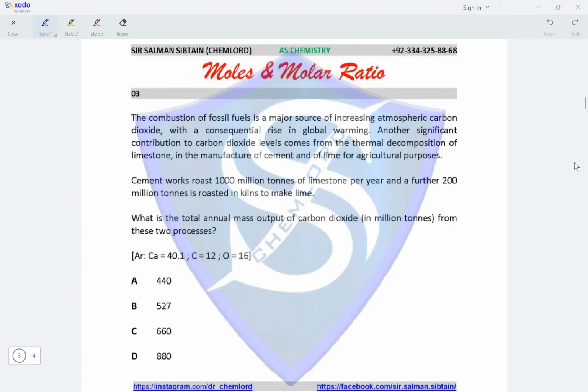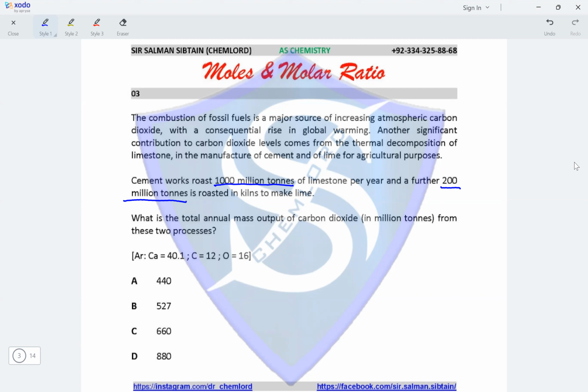Question 3. The combustion of fossil fuels is a major source of increasing atmospheric carbon dioxide with a consequential rise in global warming. Another significant contribution to carbon dioxide levels comes from the thermal decomposition of limestone in the manufacture of cement and of lime for agricultural purposes. Cement works roast 1,000 million tons of limestone per year, and a further 200 million tons is roasted in kilns to make lime. What is the total annual mass output of carbon dioxide in million tons from these two processes?